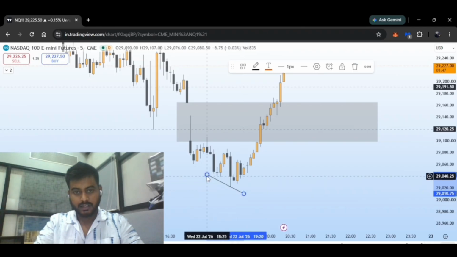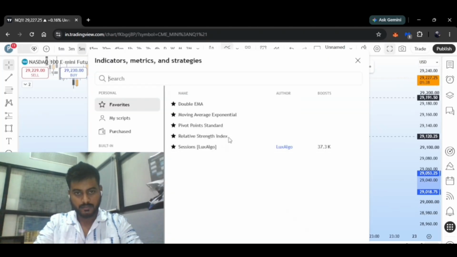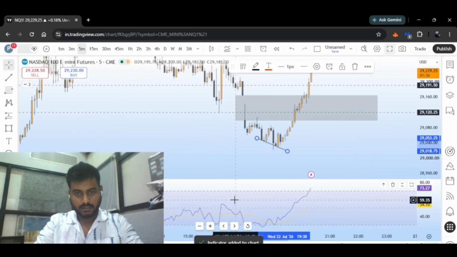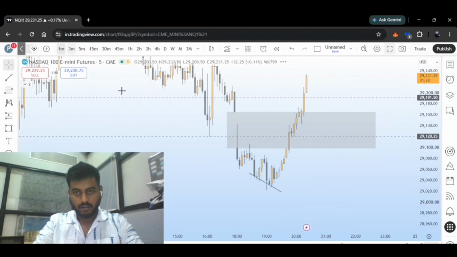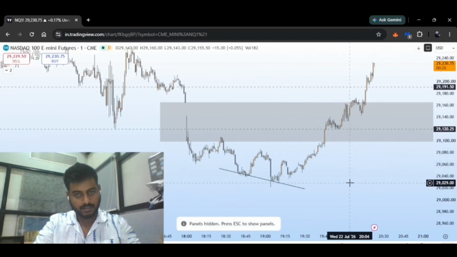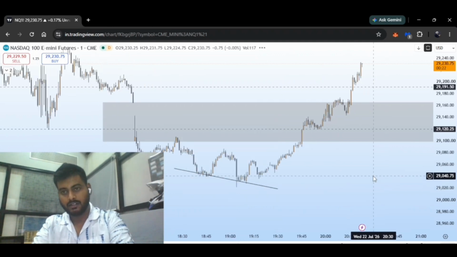You can see it made a lower low, but let me show you on the indicators and RSI. As you can see on the RSI, we had a divergence to the upside. Considering that, I took a long trade. I'll show you the execution. That was the logic and the reason behind my trade.